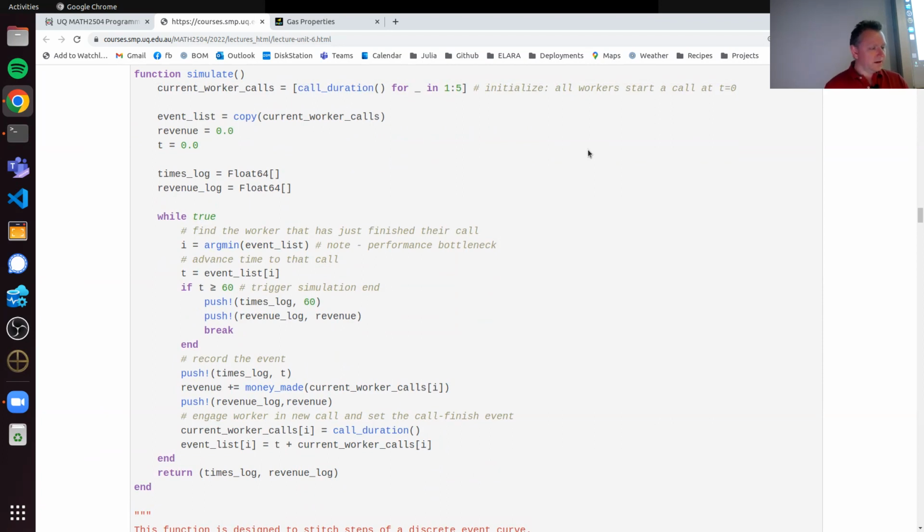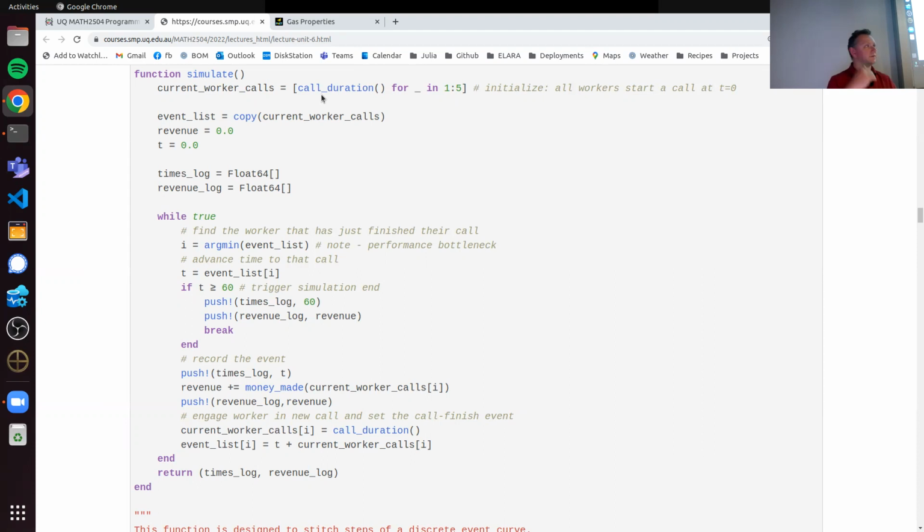So we've got 5 call workers, and the way we're going to model the system is we're going to keep track at every point in time for each of the 5 call workers. They're all on a call all the time, right? It's a call center. That's what people do. What we keep track of in this vector here, this current workers calls vector, is for each person the time for when their current call is going to end.